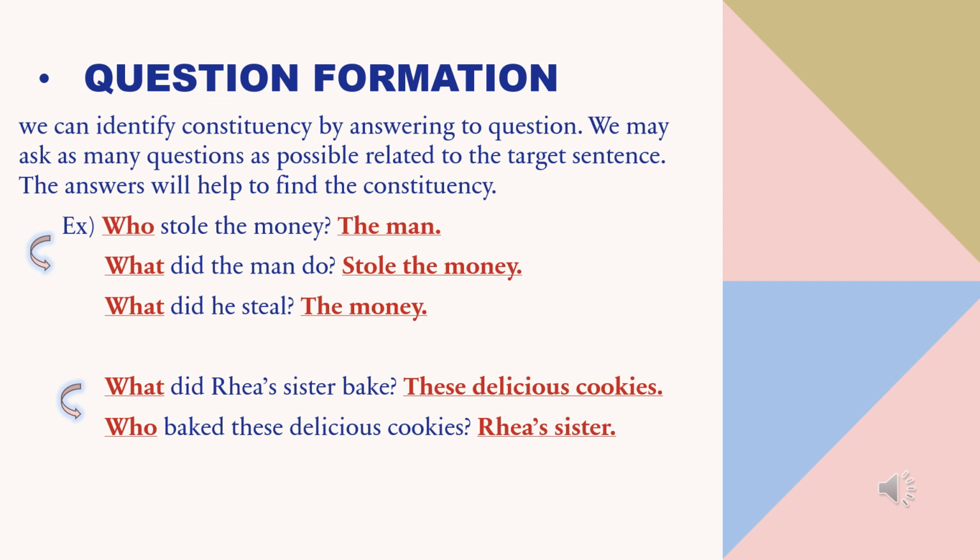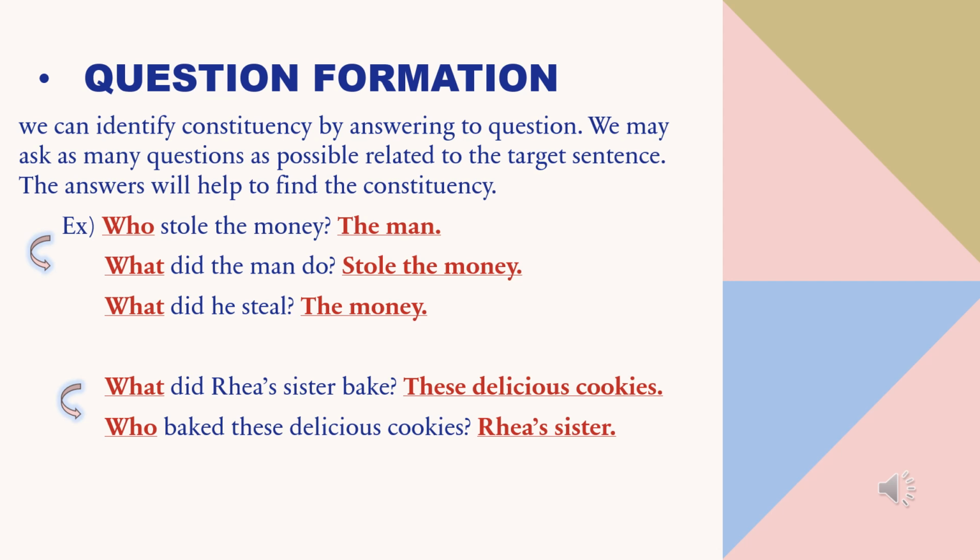The third test that we have is question formation. Here we can identify constituency by answering questions. We may ask as many questions as possible related to the target sentence. The answers will help us to find the constituency. Like here in this example: who stole the money? The answer will be the man. What did the man do? The answer is stole the money. What did he steal? The answer is the money.